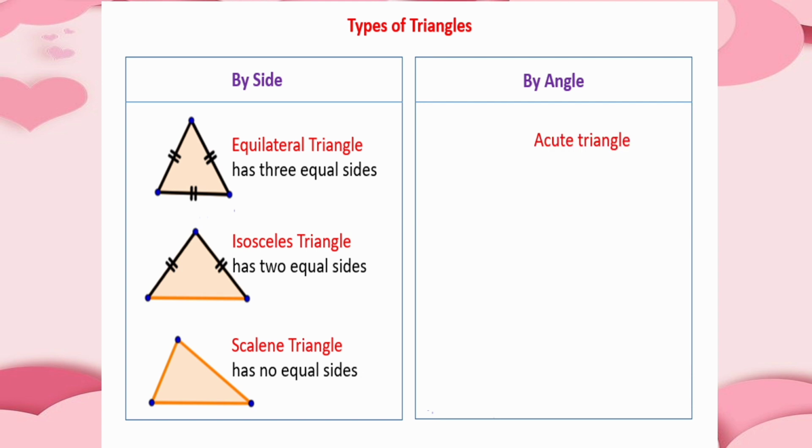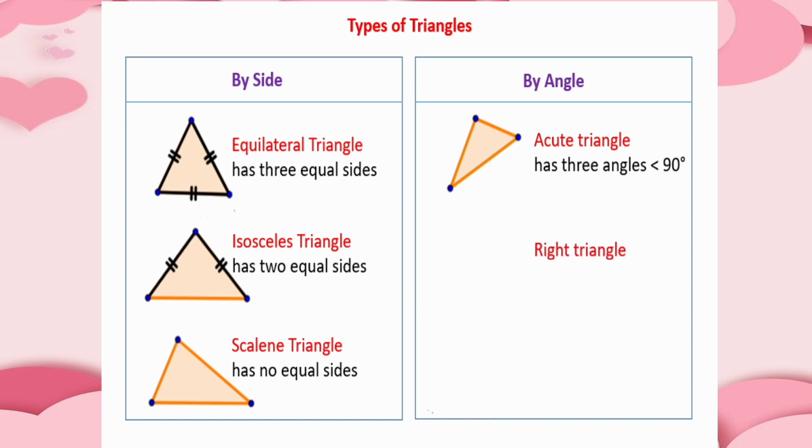So the first is acute triangle. So the types of triangle based on its angle. So acute triangle, which all the angles measure less than 90 degrees. Okay, what's the less than 90 degrees? 89, 40, 45, okay? As long as the measure is less than 90 degrees, it's an acute triangle.